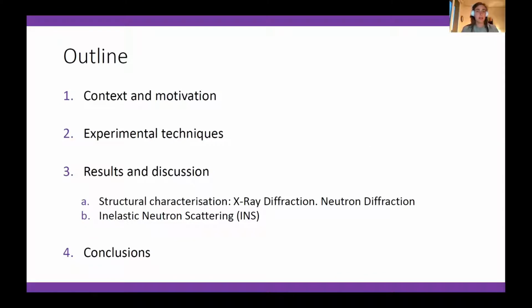So the outline of the talk is going to be the following. First of all, I will briefly set the context and motivation about the research we carry out in Santander. Then I will explain a little bit of the experimental techniques involved in this work. And the main part of the work is going to be focused on the results and discussion, which encompass both structural characterization made by means of X-ray diffraction and neutron diffraction, and the inelastic neutron scattering part. And then we will finish by raising some conclusions of the work.